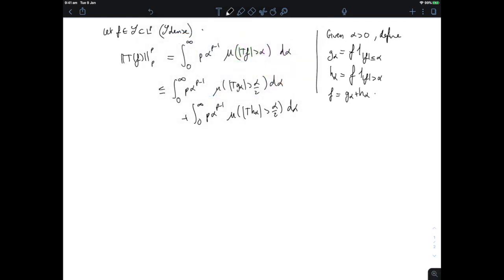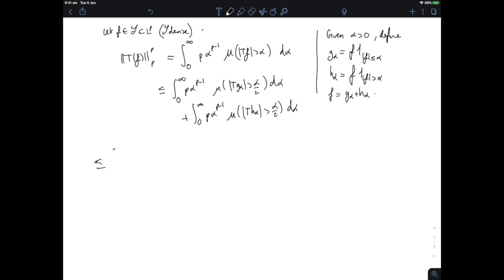Okay, so now I'm going to use my assumptions. On T g_alpha, I'm going to use the weak type (p1, p1), and on h_alpha, I'm going to use the weak type (p0, p0).